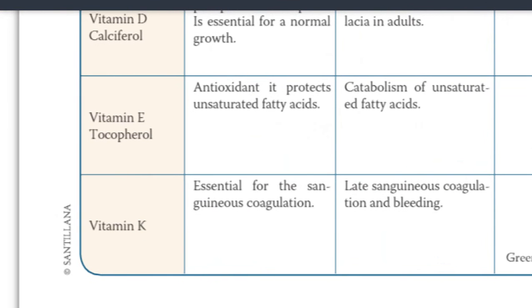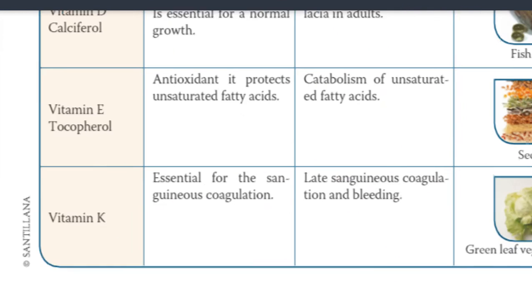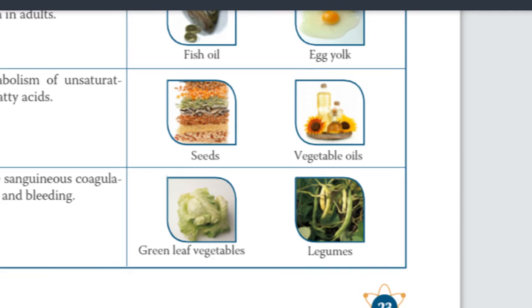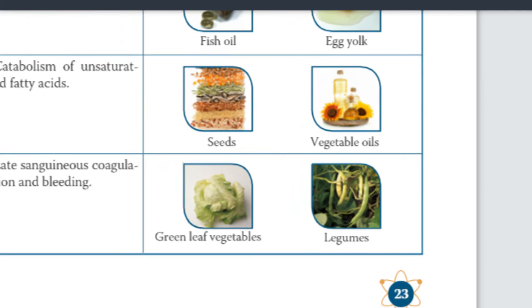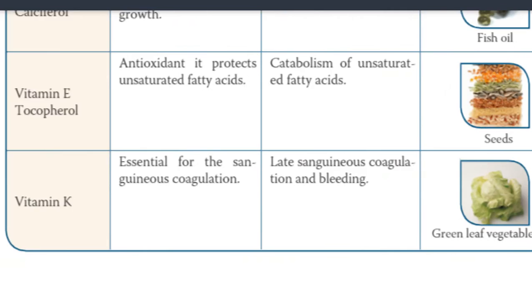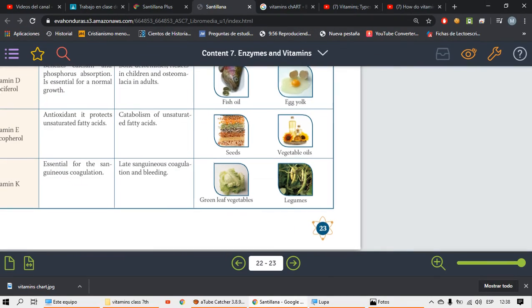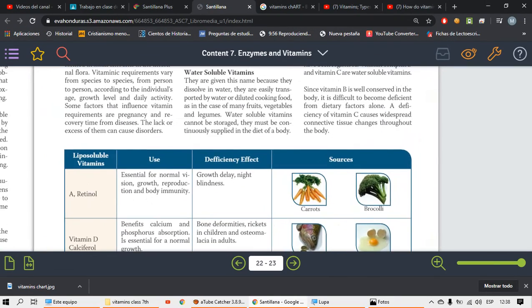Where can we find vitamin K that is good for coagulation? Basically, in green leaf vegetables like cauliflower, lettuce, and legumes like spinach or something that in Honduras we call mostaza. It's delicious and it's very important. Green legumes are important to get the vitamin K. Well, this is everything about vitamins this time.